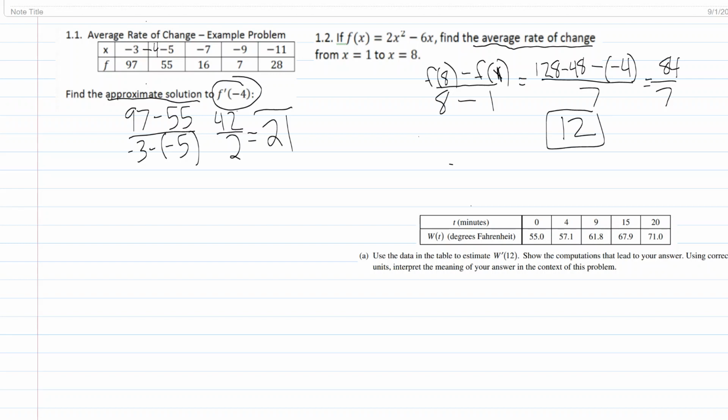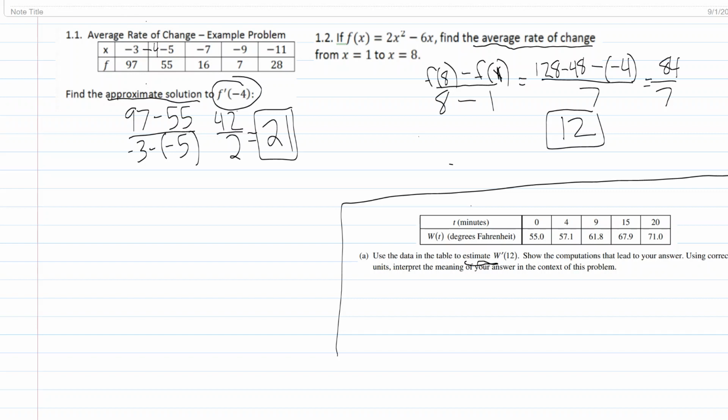Now, neither of these questions had units, but we're going to have questions with units. So I went to the 2012 released AP free response questions. So this is an actual AP free response question down here. And here's where average rate of change shows up on the AP test. We're given minutes in degrees Fahrenheit and some different values here. And it says use the data in the table to estimate, so the same word as we had in that first one, W prime of 12. Now, show the computations that lead to your answer. Using correct units, interpret the meaning of your answer in the context of this problem.